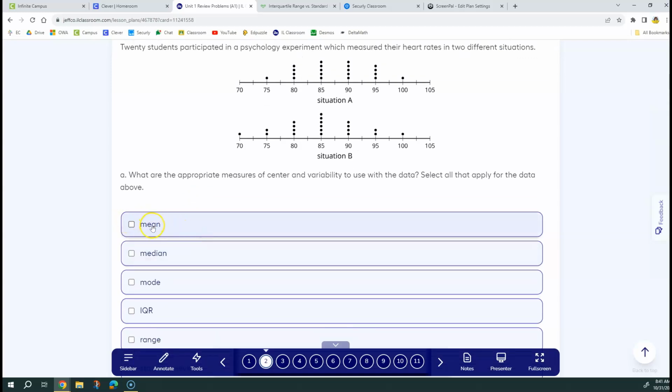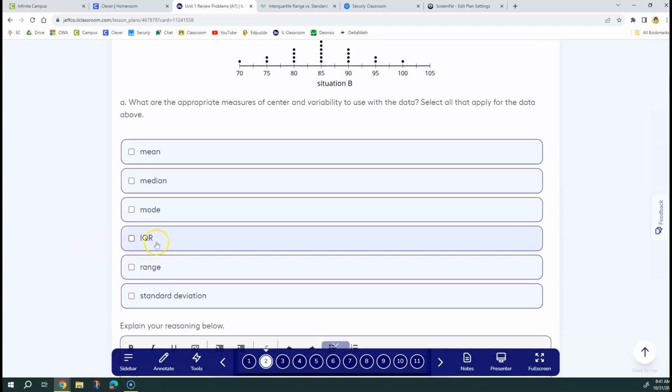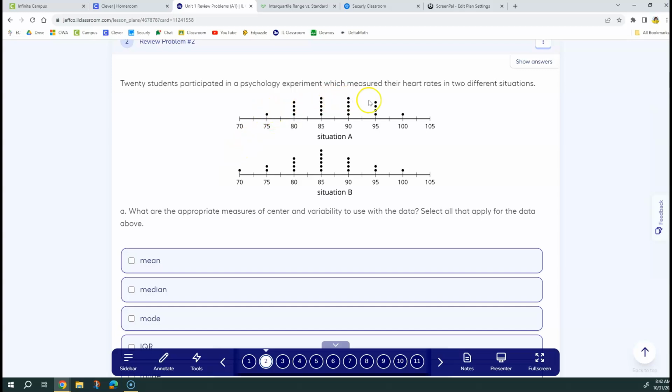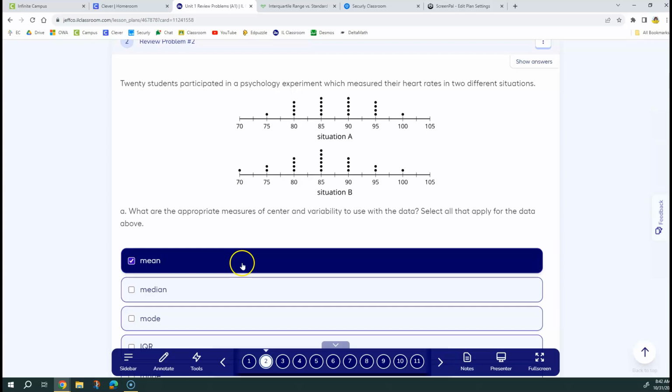Now, the measure of center is the mean, median, mode, and then that measure of variability is the IQR, which is the interquartile range, the range, and the standard deviation. Now, if we look at the layout of the dot plots themselves, they're pretty symmetrical. Remember, symmetry means basically the same on both sides. So these are both symmetrical. So when we have a symmetrical spread like this, the best, most appropriate measure of center is going to be the mean.